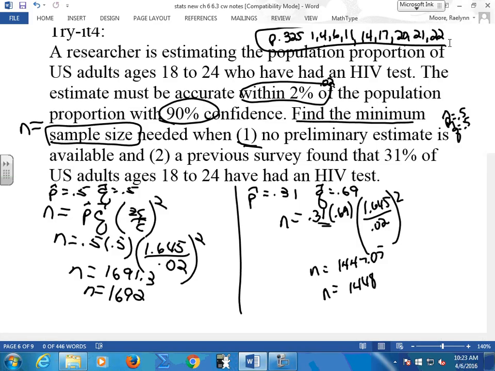There's no calculator step for your n. There's no calculator step for the n. For the intervals, you can always use the 1-proportion Z interval step. I'm fine with that.